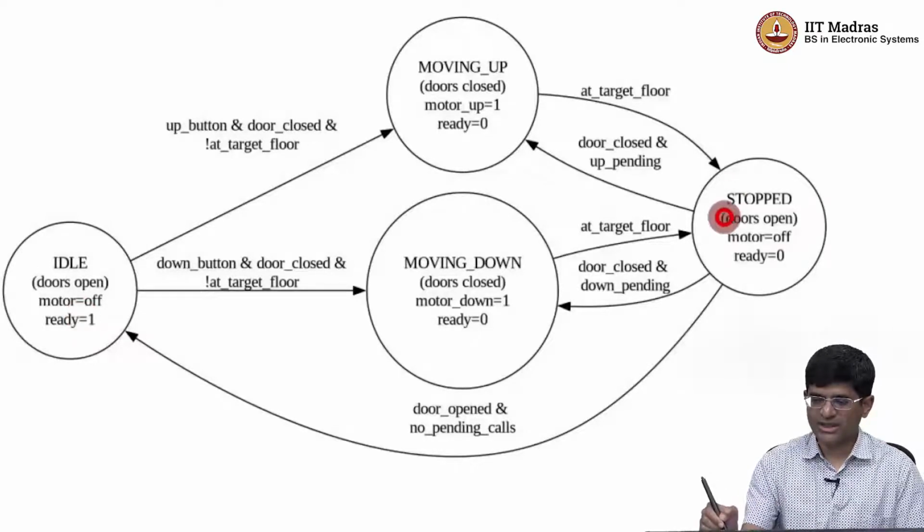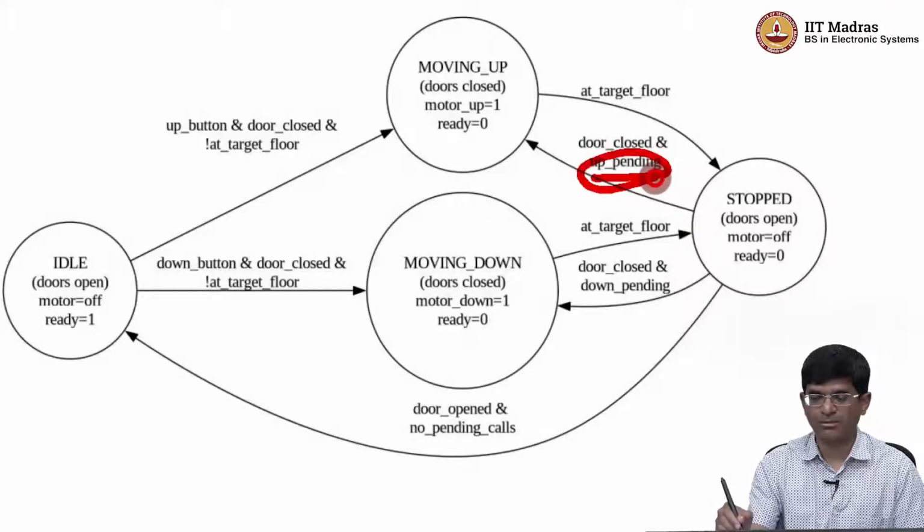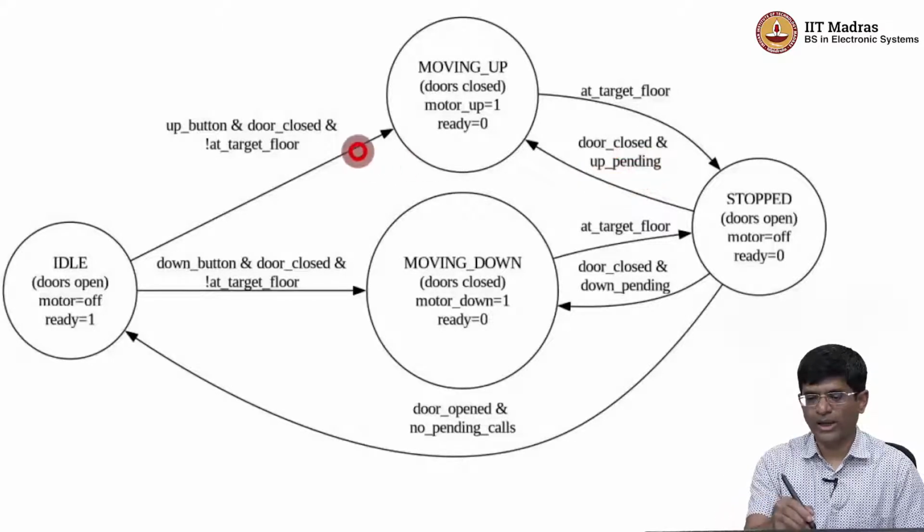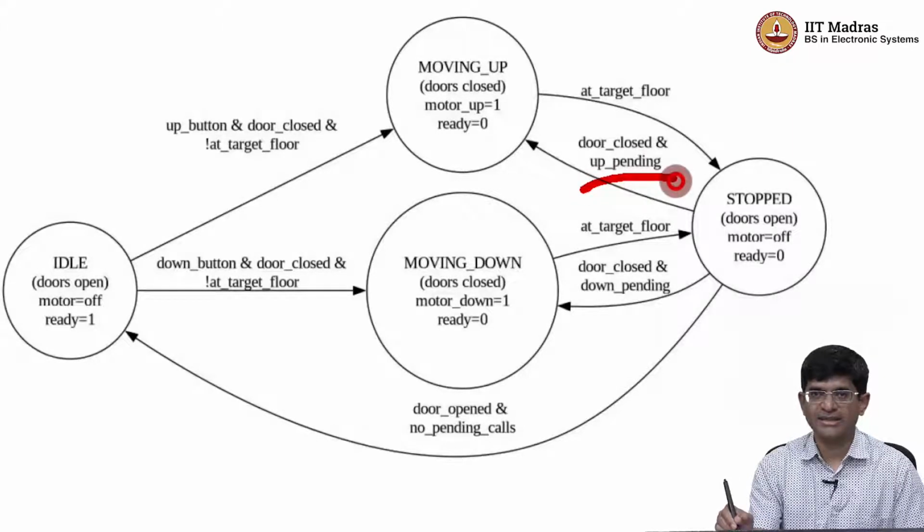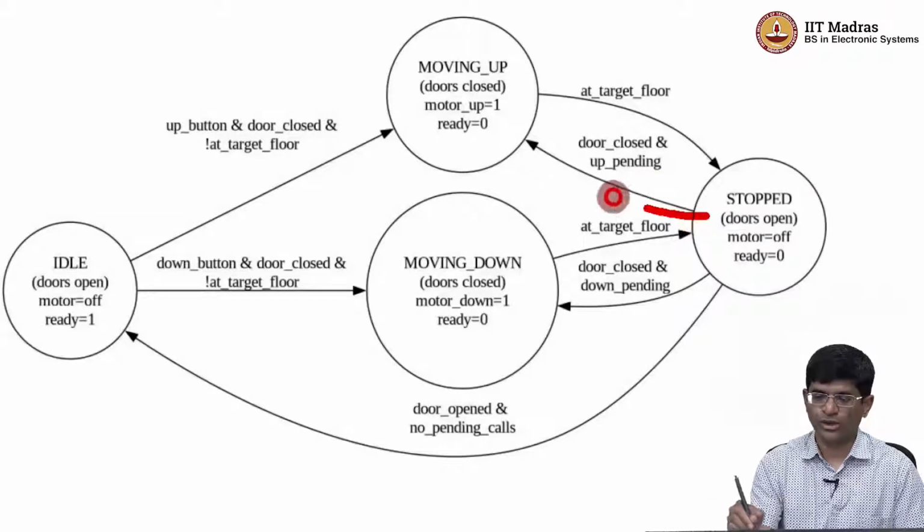Now from the stopped state you have a couple of options, right? If once again the door is closed and there is an up pending signal. Now where does the up pending come from? While it was moving up, let's say that somebody pressed an up button again, that would get recorded as an up pending signal somewhere in the memory of the circuit, right? And therefore it would start moving up again. On the other hand, if there was a down pending signal, it might move into the moving down state, right?